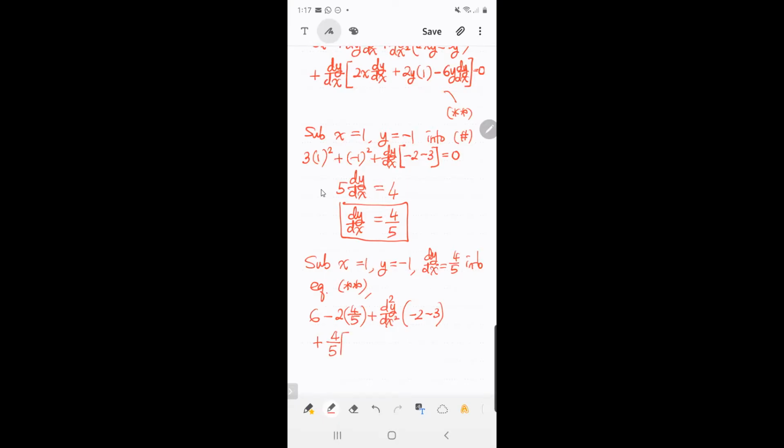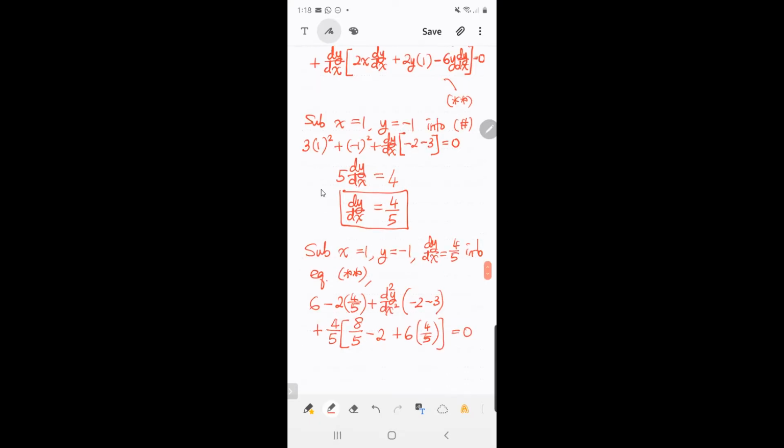Then open bracket. You have 2 times 1 times dy dx. So 2 times 1 is 2. Dy dx is 4/5. So you get 8/5. Then after that, 2 times y is -2. Then minus 6 times y. So it's positive 6 times 4/5. And this is equal to 0.